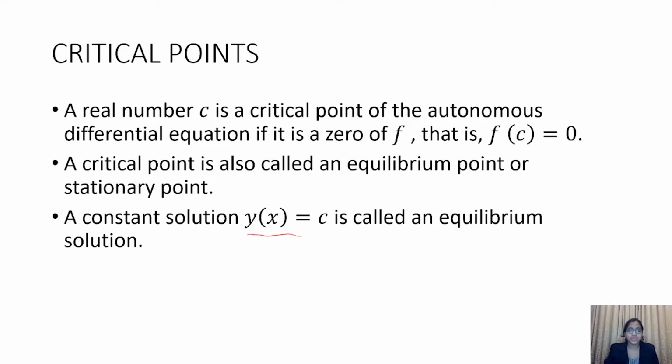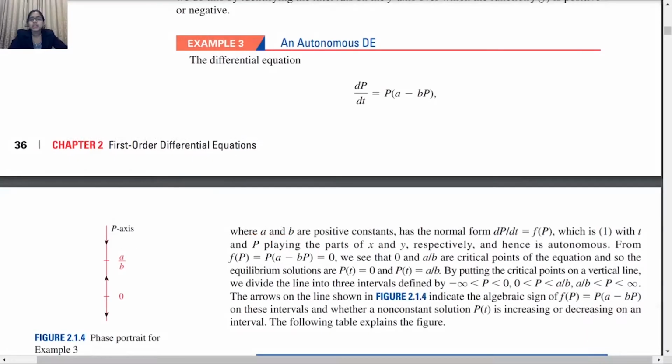So let us see one example given in your textbook related to the critical point. Here we have example 3. The differential equation is given as dp by dt is equal to p into a minus b into p. Here you can see that the independent variable is t and the dependent variable is p.